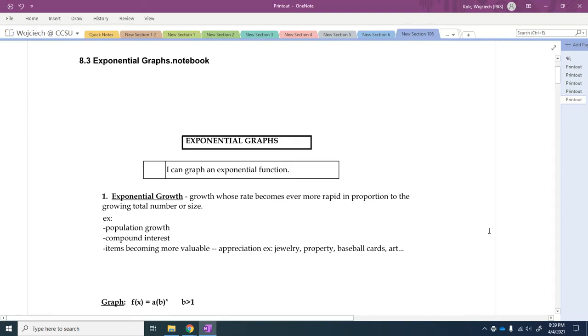Hello students, welcome to section 8.3 and today we'll learn how to graph an exponential function.